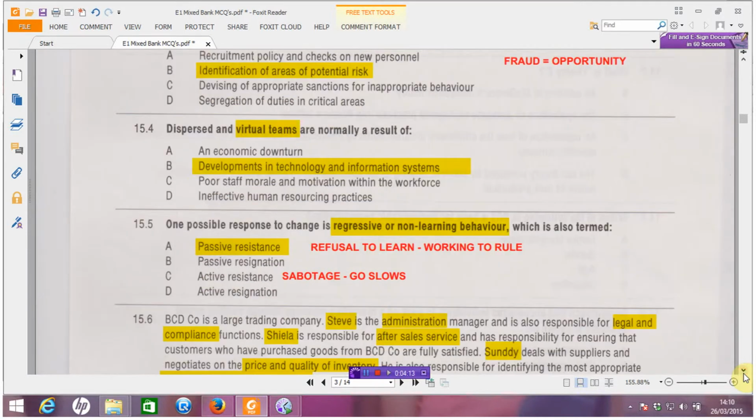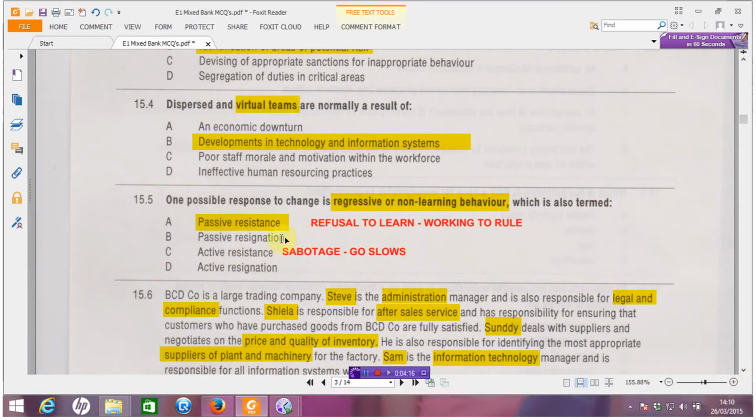Next one here, 15.5, a little bit of learning for us to do here, really the difference between passive and active resistance. Passive resignation and active resignation are really not relevant to change. We're asked here to establish what are the possible responses to change. So we've got to be familiar with these phrases. Passive is associated with working to rule. We're not doing anything active. We're just refusing to do anything really. So I think passive resistance is the answer here.